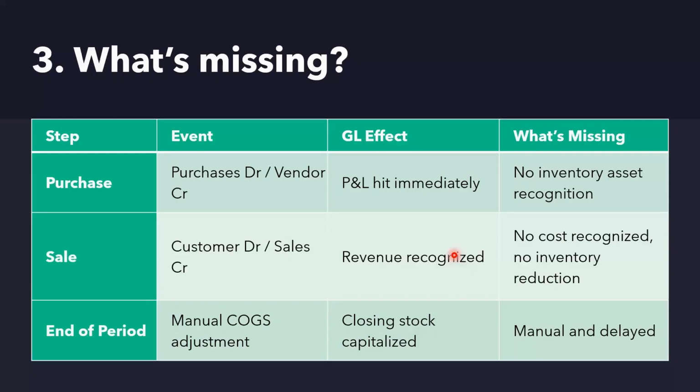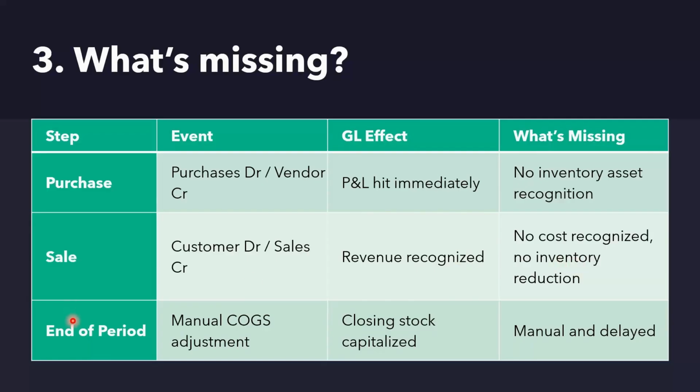Now, what's missing? When we were doing the purchases, we had recorded purchases account debit to vendors account credit. This means I have an immediate GL impact and the PL is also hit immediately. However, no inventory asset recognition is there. Similarly, when we were recording the sales transaction, we recorded the customer account as debited and the sales account as credited. The revenue is recognized. However, no corresponding cost is recognized and the inventory is also not reduced accordingly.